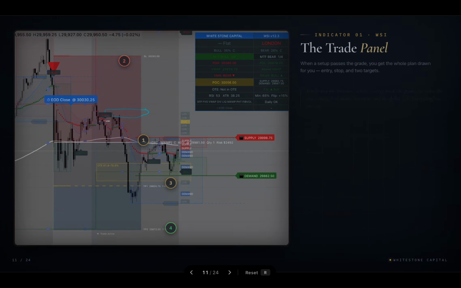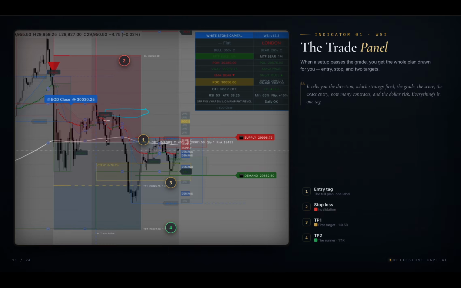Trade results. So when a setup passes, you get a full trade panel. The white line is your entry. The red line and shaded box below is your stop loss. The gold dashed line is target 1. The green line is target 2 with a profit box. And read this label. It tells you the direction, which strategy fired, the grade and score, the exact entry price, how many contracts to take, and the dollar risk. Everything you need to place the trade in one tag.